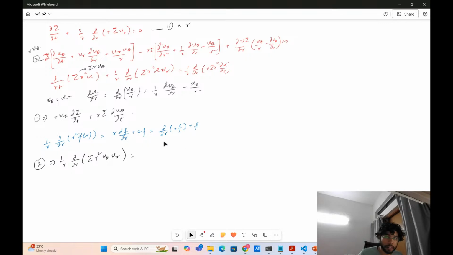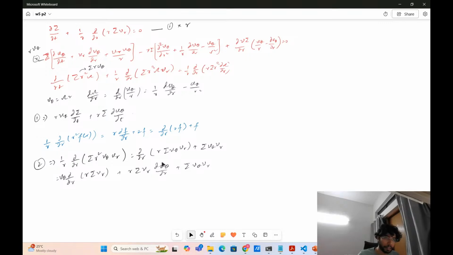first ∂/∂r of r f, where f here is σ v theta vr, I guess you can identify that, plus f, which is just σ v theta. We can even break down the first term like this, just using chain rule: r σ vr plus r σ vr ∂v theta/∂r, plus the f term. So this is what becomes of the second term.